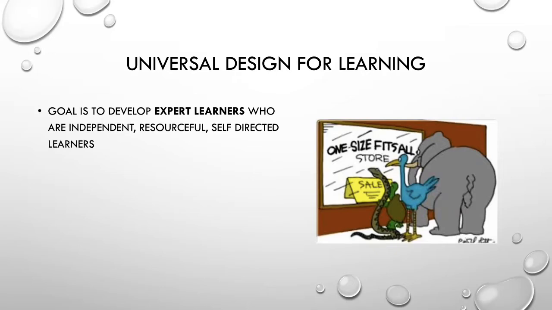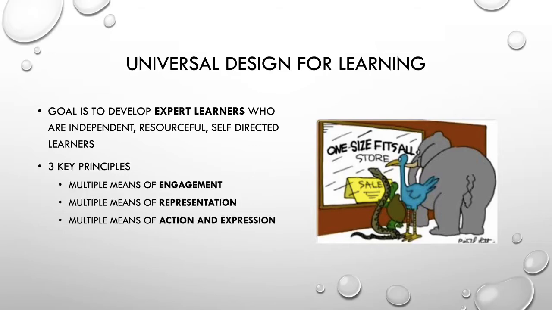Likewise, universal design for learning is a proactive approach where you design your lessons from the top down, incorporating these principles to minimize barriers and maximize learning. The goal is to develop expert learners who are independent, resourceful, and self-directed. There are 3 key principles of universal design for learning that we will talk about several times in this presentation. The first is multiple means of engagement, multiple means of representation, and multiple means of action and expression.